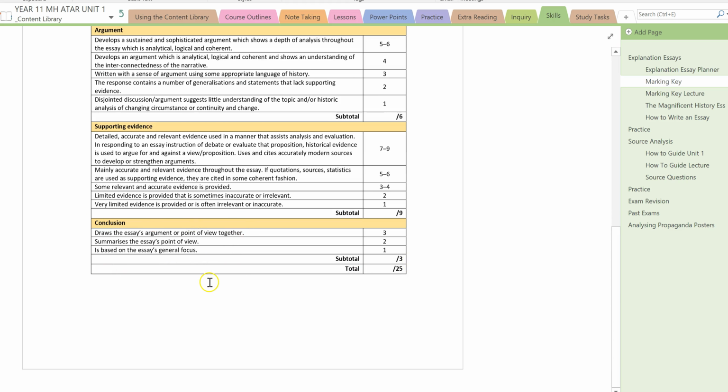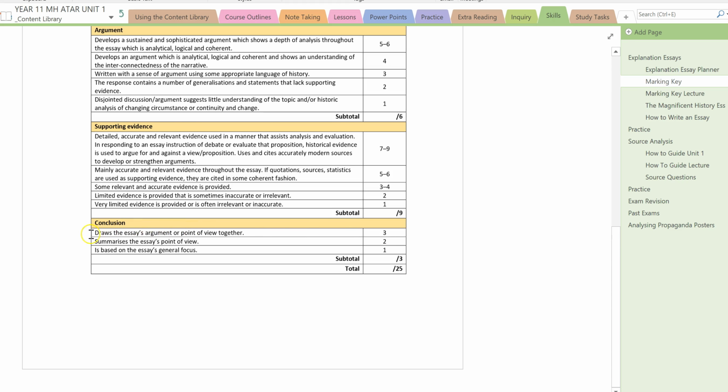Now, this is an interesting one here because it can be quite vague. So 3 marks: drawing the essay's argument or point together, 2 marks for summarising it, and 1 is just based on its general focus. To get the full 3 marks, what you need to do is summarise your thesis again, restate the argument, summarise very quickly your main points, and you want to draw this together with what we call in history a powerful statement. So at this point, that can be a further thought, maybe a further implication, a comment as well. A personal comment is not too bad, but you want to make it in the third person.